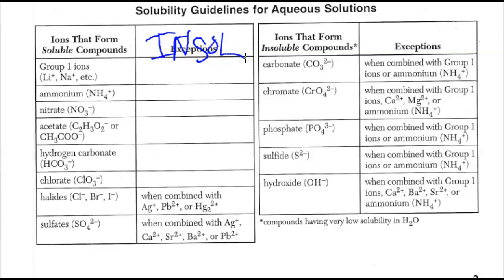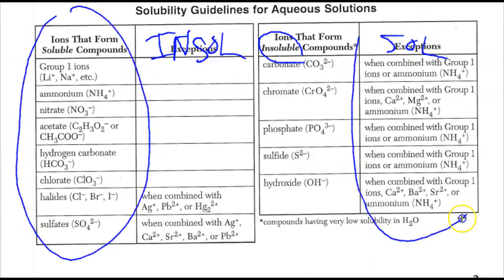Then you have a column of insoluble, and then your exceptions are soluble. So the two outside columns are for compounds that contain one or both of these ions that make it soluble, and then the inside columns are for things that don't dissolve in water. Now, you don't have to have both pieces.